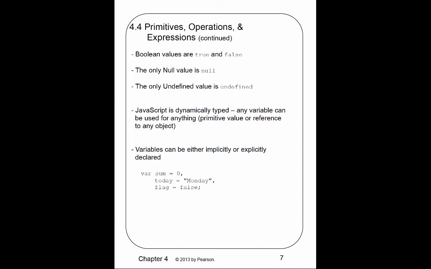Because sum is assigned the value 0, the JavaScript system will infer that the type of sum is integer. And because today is assigned a string, that string Monday, given in double quotes, the JavaScript system will infer that the type of the variable today would be string. And similarly, the type of variable flag would be Boolean because it's assigned a Boolean value. And you get, of course, null and undefined values as well.